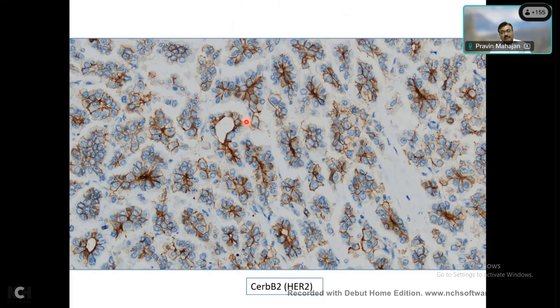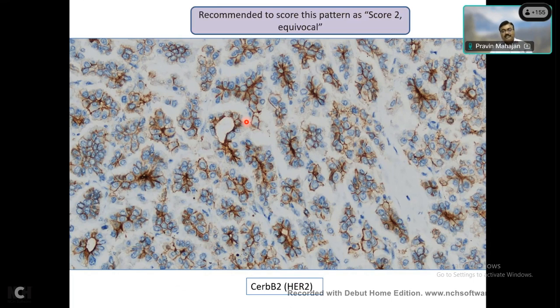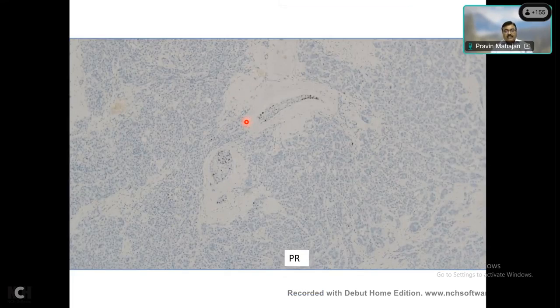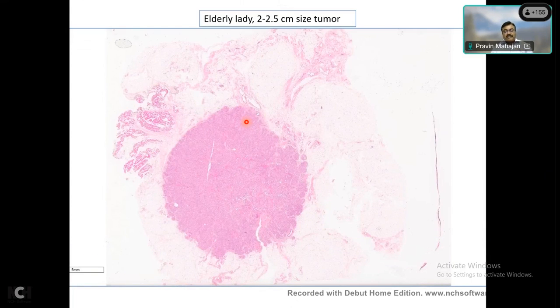Even though it is incomplete membrane staining, WHO says that you have to report it as equivocal, so that these tumors will have the benefit of reflex FISH amplification, and some of the tumors can actually amplify and they can have anti-HER2 therapy. This particular tumor was ER diffusely positive, it was PR negative, and there is one peculiar tumor which I will tell the name.